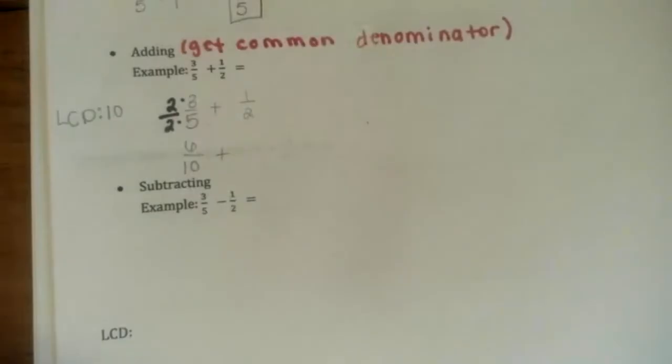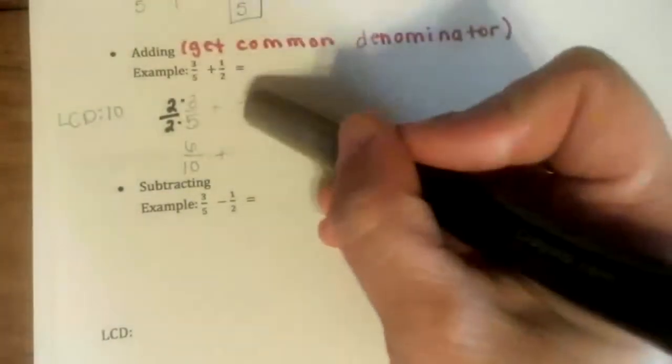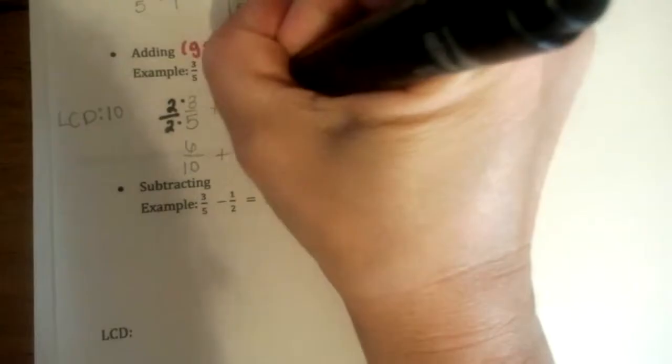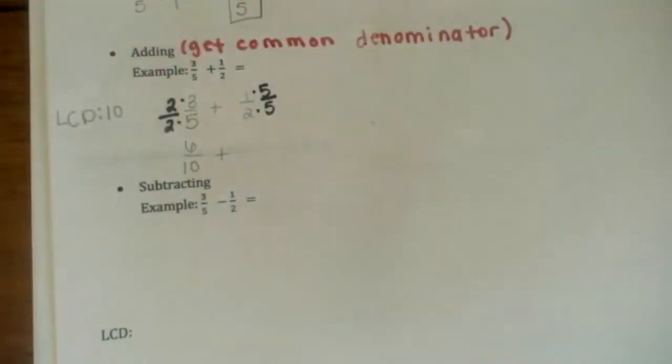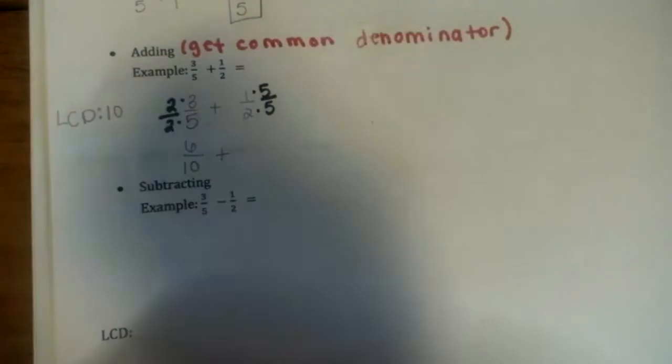First fraction's done. Other fraction, I have 1/2. I want my denominator, the bottom, to be 10. So in order to make 2 into 10, I need to multiply by 5. What you do to one side, do to the other. Also, I need to make it even. So I'm multiplying by 5 divided by 5. 5 divided by 5 is just 1. So that way I have 1 times 5 is 5, all over 2 times 5 is 10.